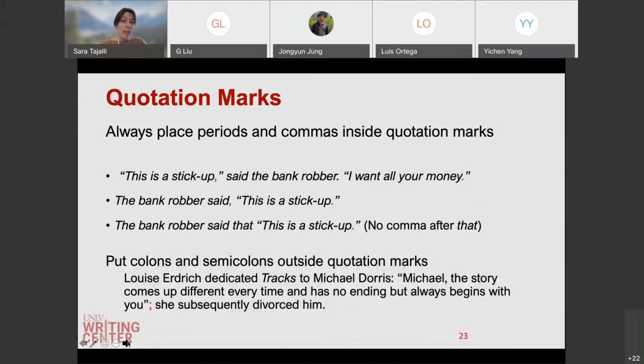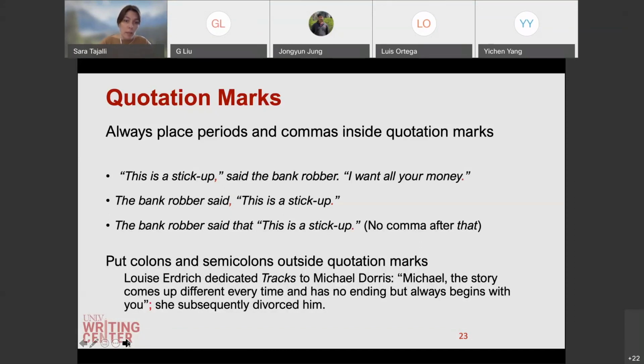Okay. And then the last thing is quotation marks. So you always want to put your periods and your commas inside quotation marks. You want to put it inside if the quote is what this person is saying. So this is a stick up, comma, said the robber. So the comma is within the quotation marks because that is what the robber said.